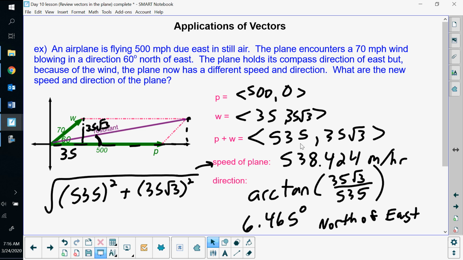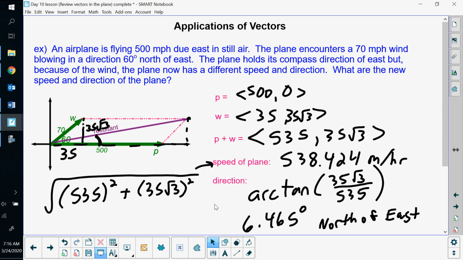Our resultant vector is just those added together. So add the first parts, add the second parts. And then to find our speed, that's just the magnitude of that resultant. So we've got the square root of the first part squared plus the second part squared. So it gives us that many miles per hour.